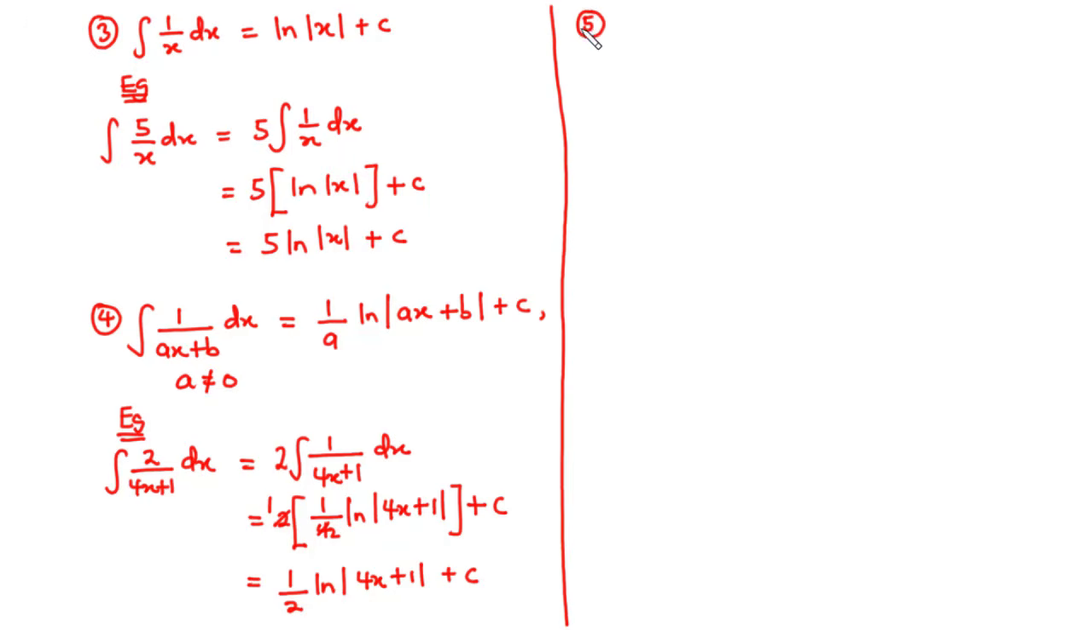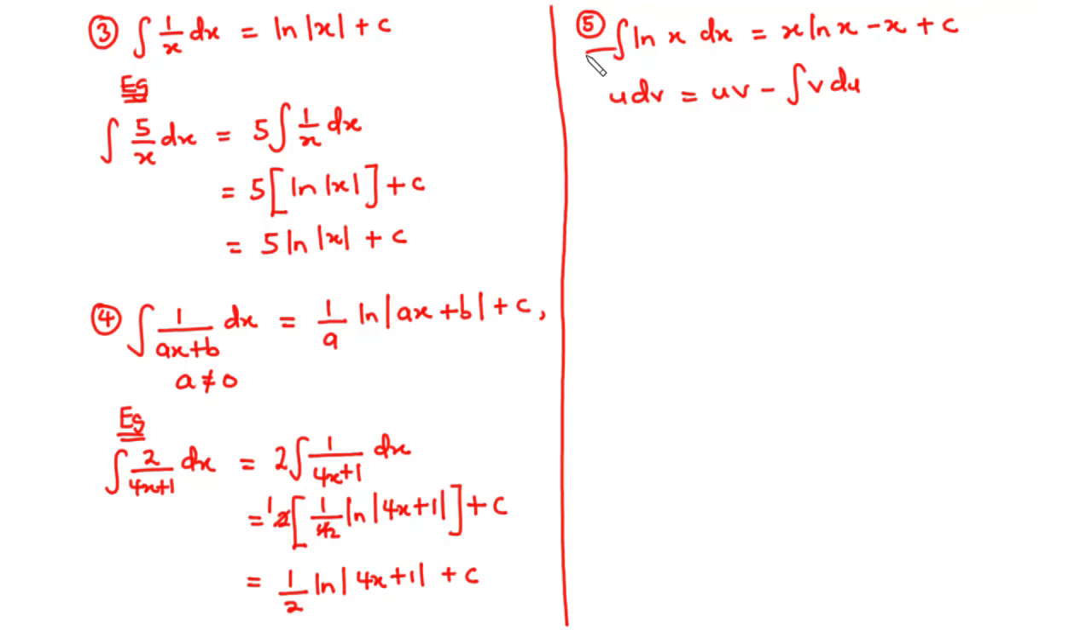So for 5, let's say we want to find the integral of the function ln of x dx. Now this is equal to x times ln of x minus x plus c. So how do we obtain this result? Now we are going to verify this by using what we call integration by parts, and that is given by the formula: the integral of u dv equals u times v minus the integral of v times du.